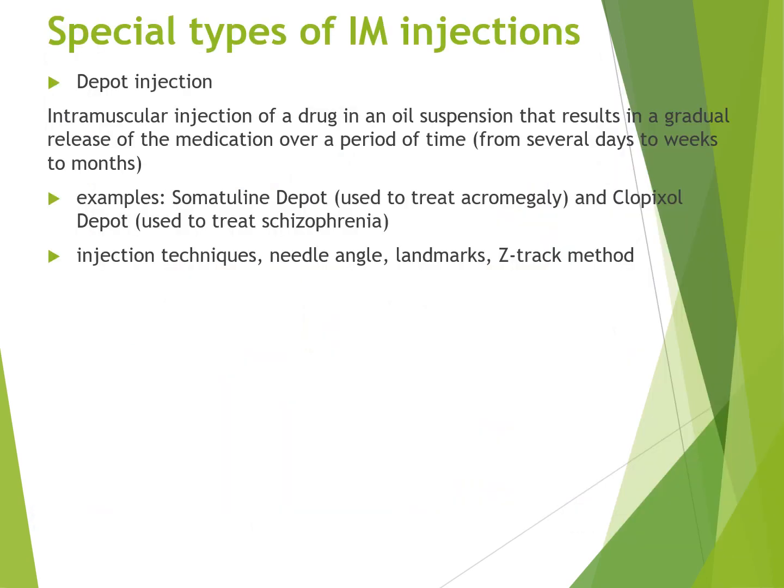So there are special types of IM injections. Again, the depot injection is the one I explained, right? With those, that may result in gradual release of the medication over an extended period of time, several days to weeks to months, right? Of course, an example is Sandostatin depot, used to treat acromegaly, and Paxil depot, used to treat schizophrenia.